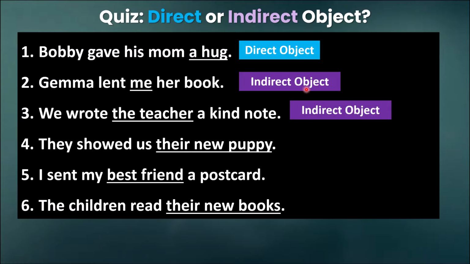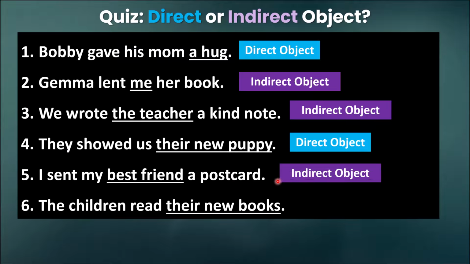And number 3 is also an indirect object. For whom did we write the kind note? We wrote the kind note to the teacher. So it answers to whom or for whom. Number 4 is a direct object. What did they show us? They showed us their new puppy. Number 5 is an indirect object. To whom did I send a postcard? I sent a postcard to my friend.